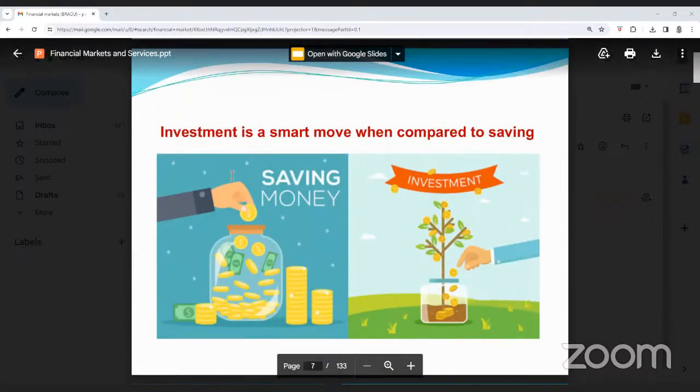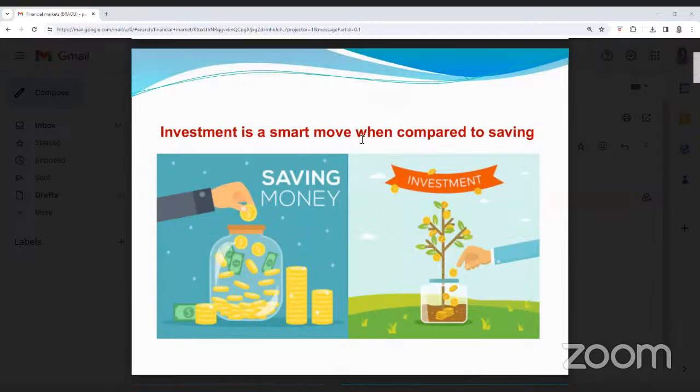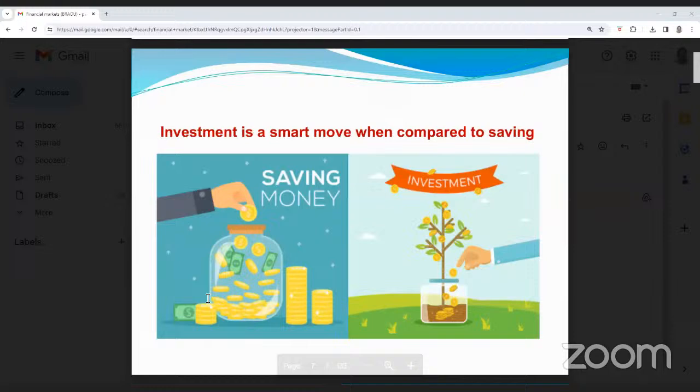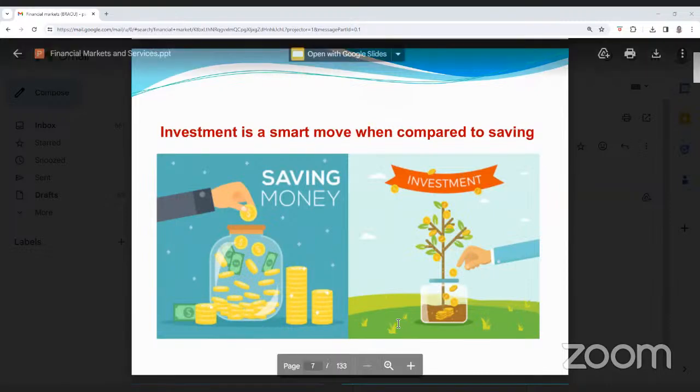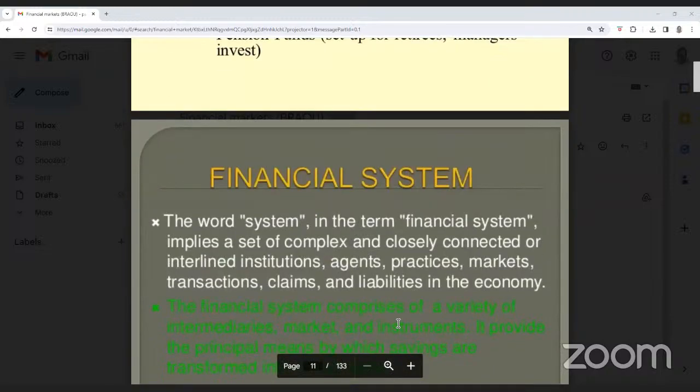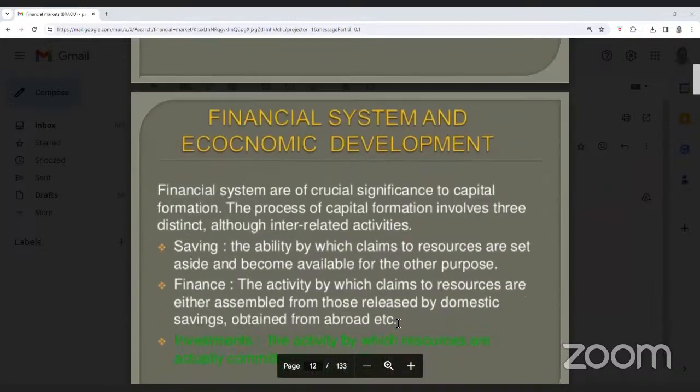Got my point? So investment is a smart move when compared to saving. If you put in one by one, how much does it become? It becomes a lot, right? So investment. When you plant a seed, how big a tree does it become? Is it compared with the savings? Now understood? Financial system. Now, yes, ma'am.